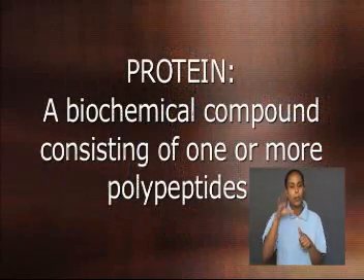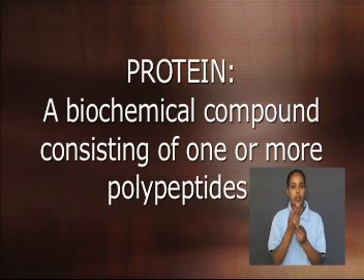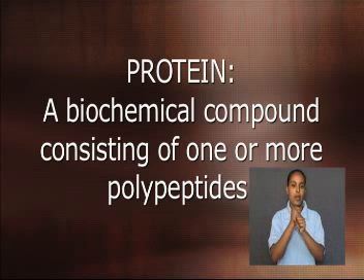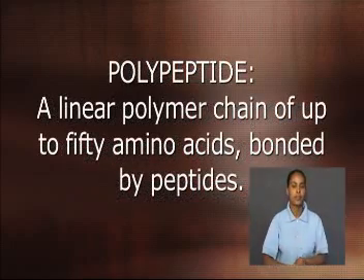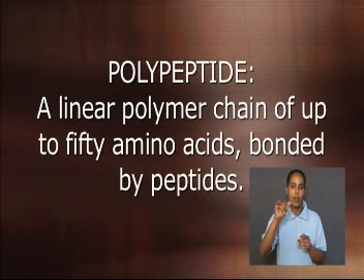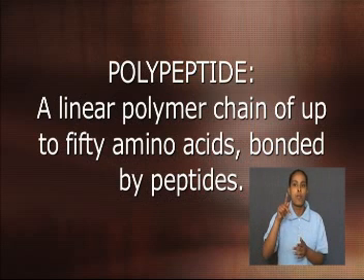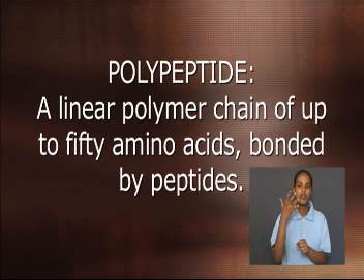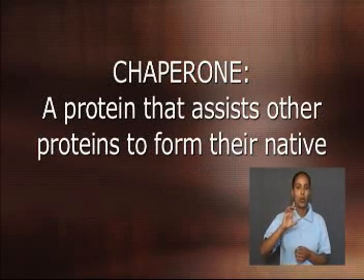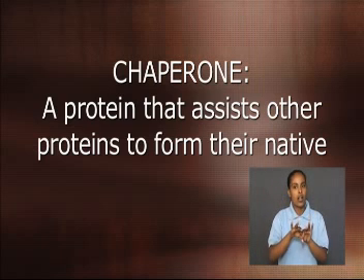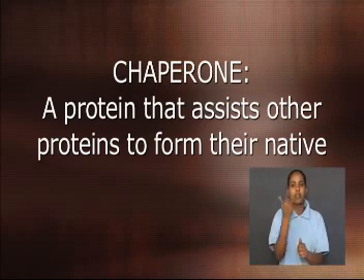First, we must define a protein. If you said that a protein is a biochemical compound that is made of one or more polypeptides, then you are correct. What is a polypeptide? It is a polymer chain of amino acids that can contain up to 50 units. Good work. A chaperone protein is essentially a helper protein. It assists other proteins in forming their native conformations.